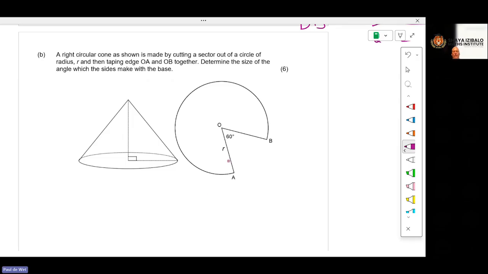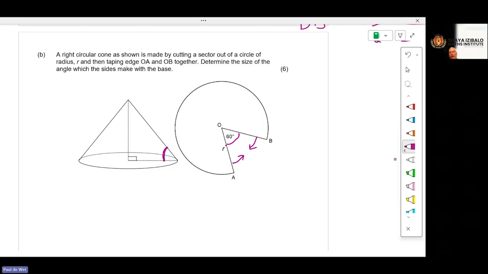So what we've done, we've taken a circle and we've cut out what we call a sector, a slice like a slice of cake, 60 degrees. And then we pull these two pieces together. I should have brought one to show you. When you do that, you get a cone. When you pull those sides together, the bottom is a circle and you've got a cone. Now the question is, what is the size of the angle which the sides make with the base? People find this quite hard.